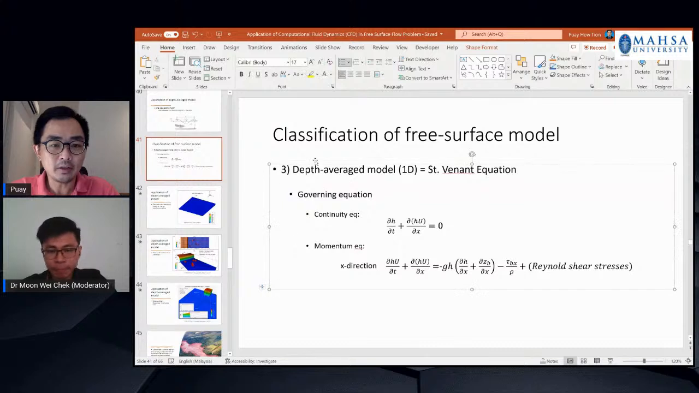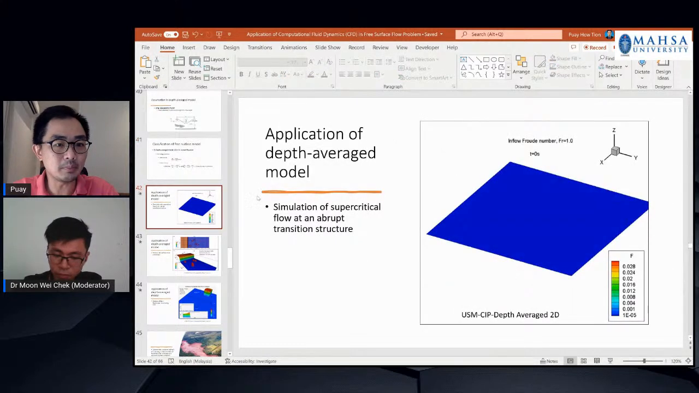And we also have the 1D model. Previously I showed you the 2D depth average. We also have the 1D model, which is quite useful as well. And this is the simplest one. It is also known as the Saint-Venant equation. Next, I will show you some applications of the depth average model.